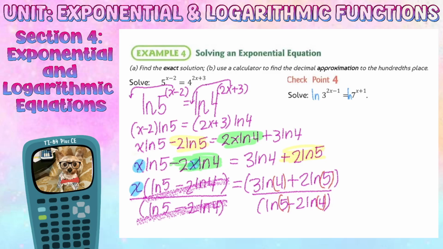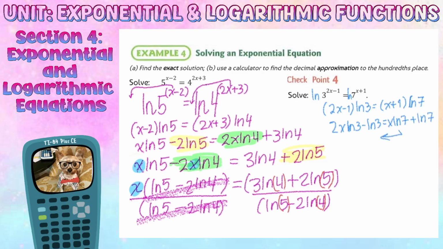So I'm taking the ln on both sides. 2x minus 1 will come out front, so I'm going to write fewer steps. ln 3 is right next to it. x plus 1 is out front, and ln of 7 is right next to it. I'm going to distribute: 2x ln 3 minus ln 3 equals x ln 7 plus ln 7.